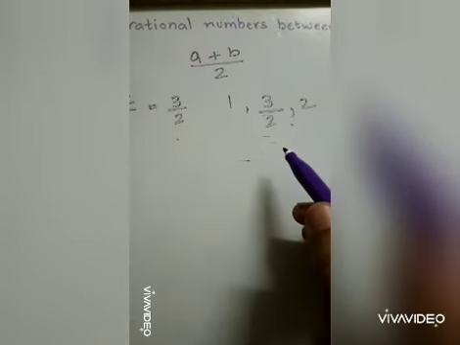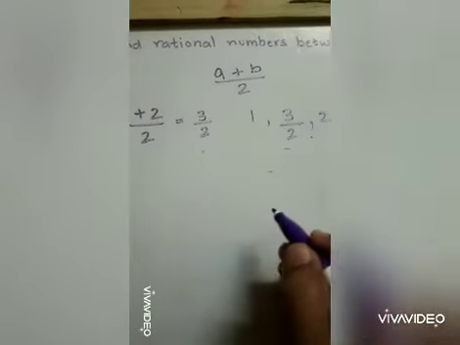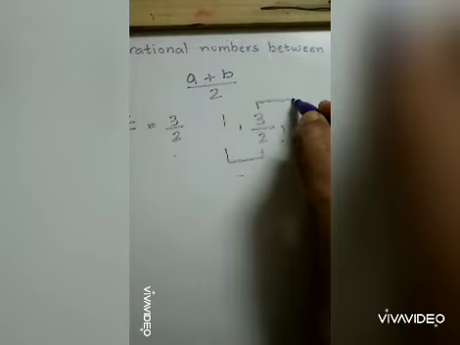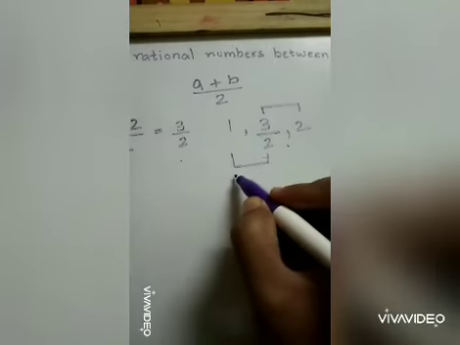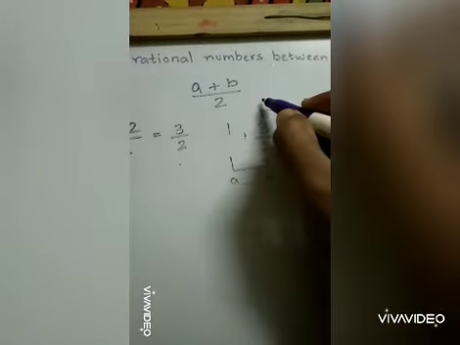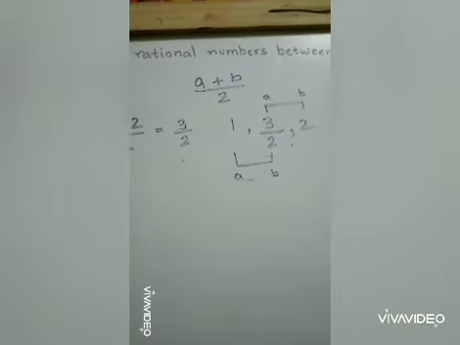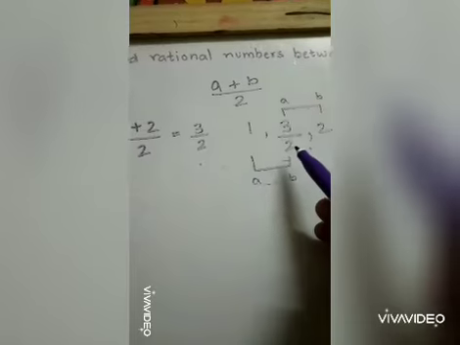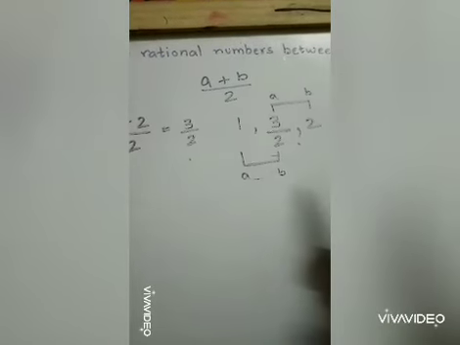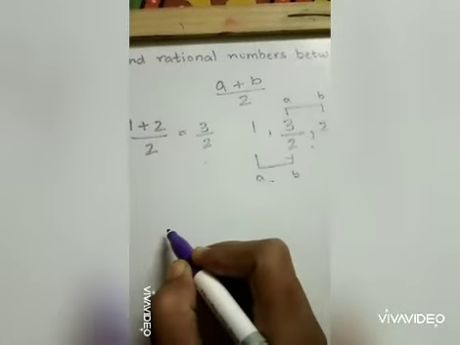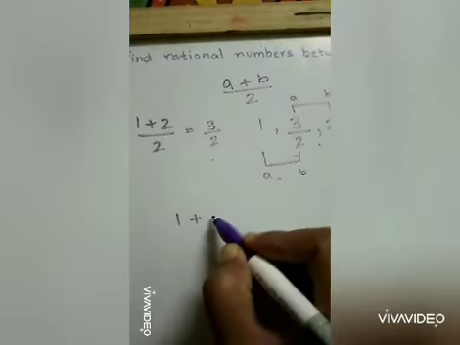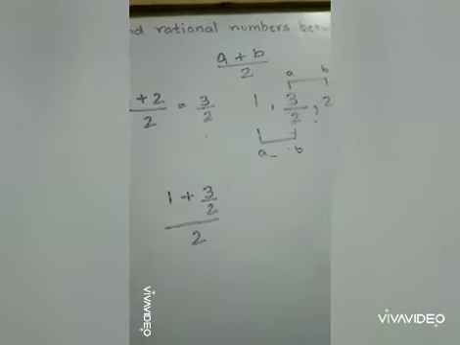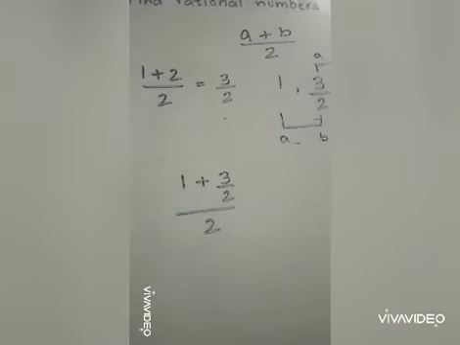Now you have to find another rational number. Then how to do it? You have to take either these two numbers or these two numbers as a and b. Either this can be a and b or this can be a and b. Any one you can take. This is your first one, and after we calculate the second, that becomes your second rational number. So now another a and b will be (1 + 3/2) upon 2. So this becomes your calculation for the second rational number.